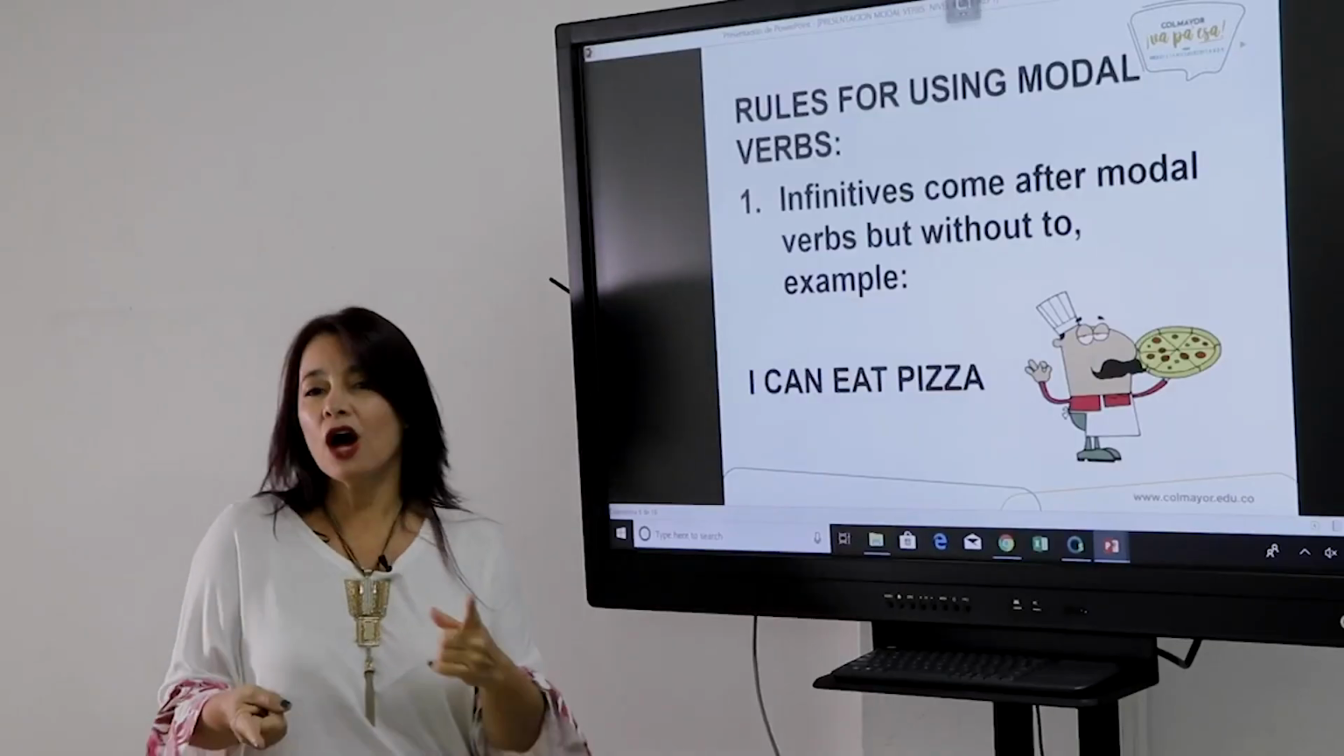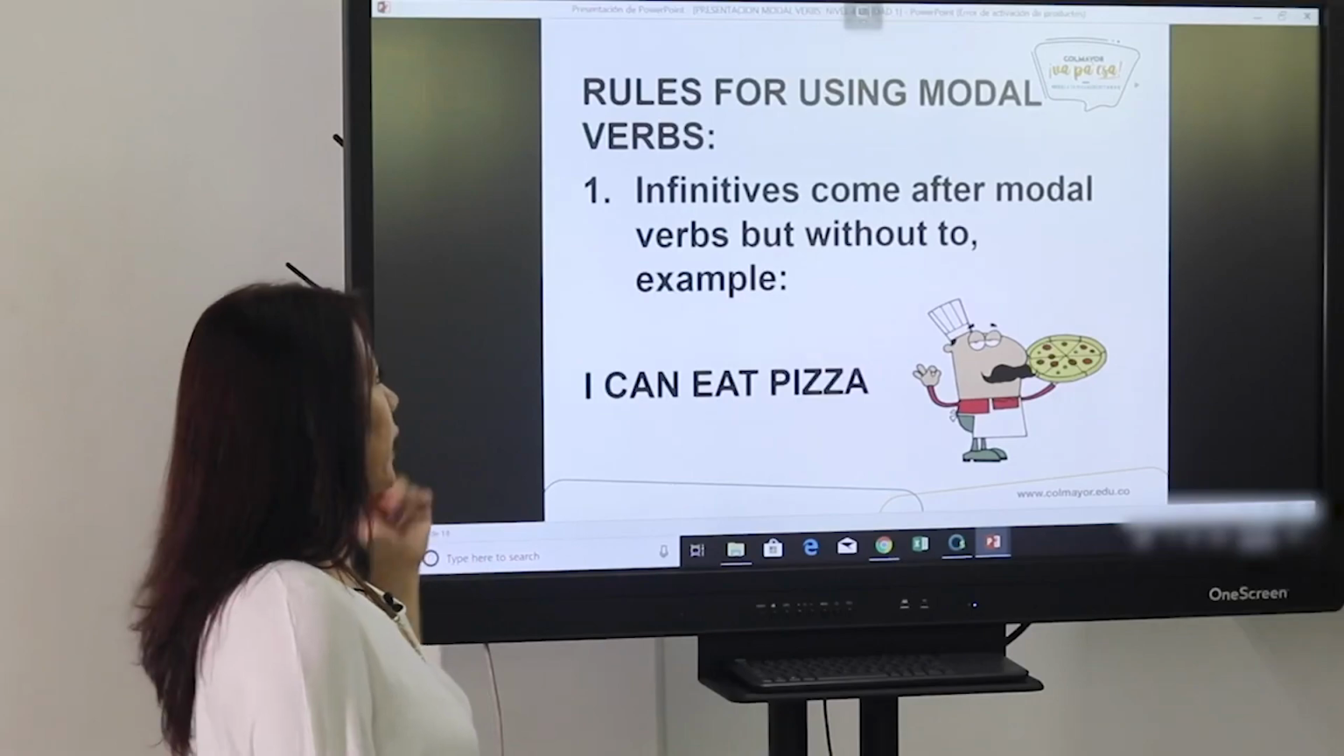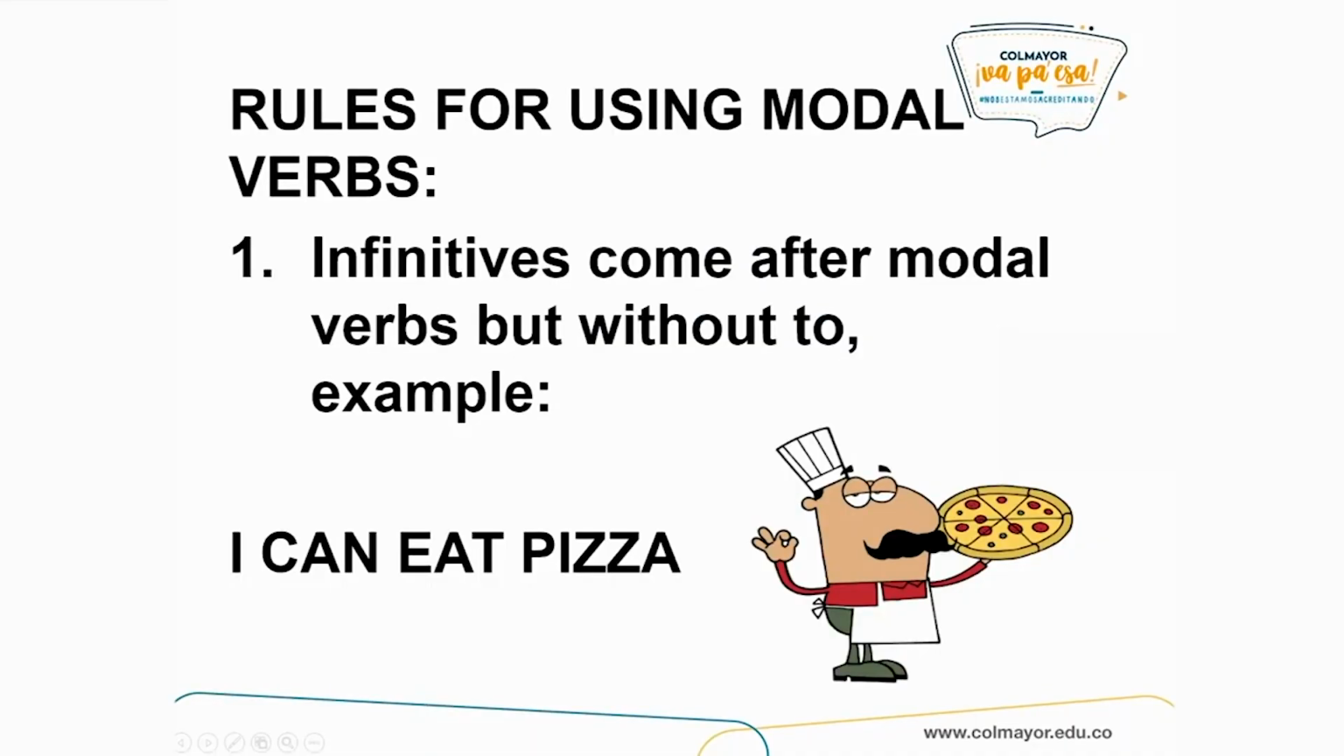Now I'm going to tell you some rules about how to use them. Rule 1: infinitives come after modal verbs but without to. Example, I can eat pizza. Look at this sentence. We don't have to there, it is without to.